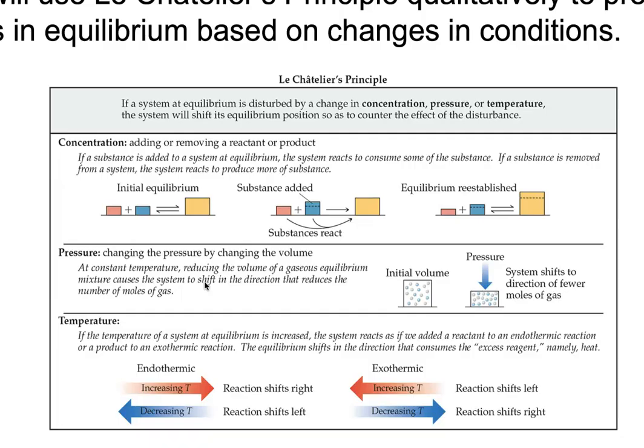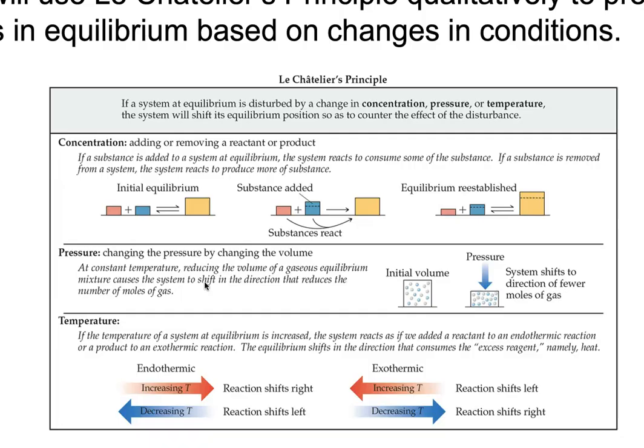So the equilibrium shifts in the direction that consumes the excess reagent. So if I increase temperature, it's going to shift right. If I decrease temperature, it's going to shift left. If it's exothermic and I increase temperature, it's going to shift left. And if I decrease temperature, it's going to shift right.